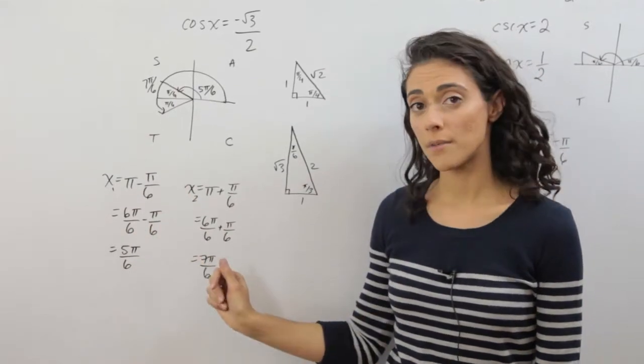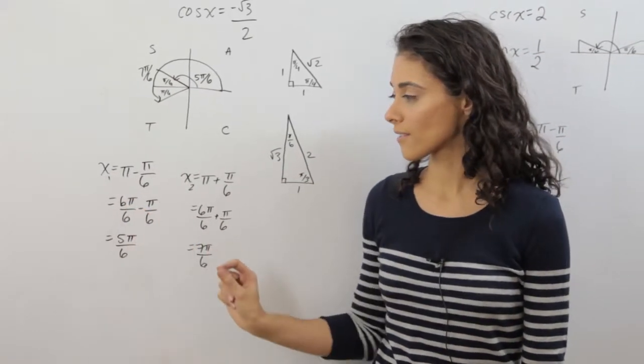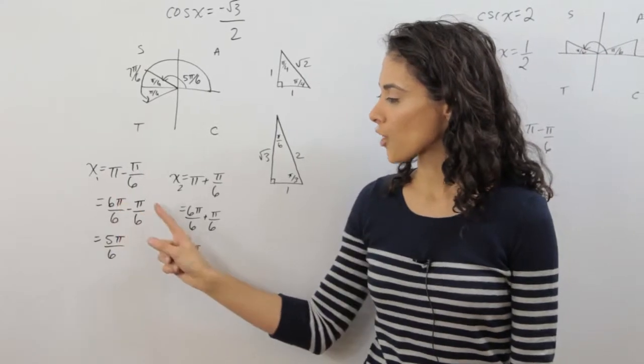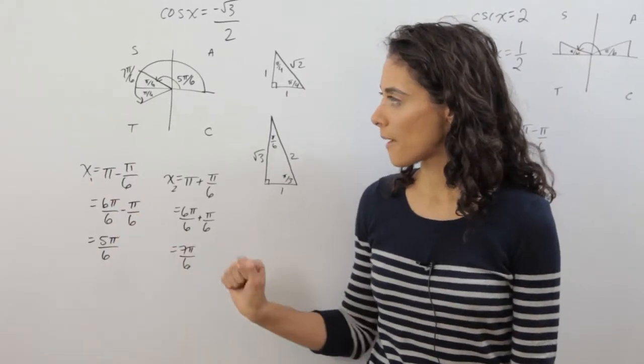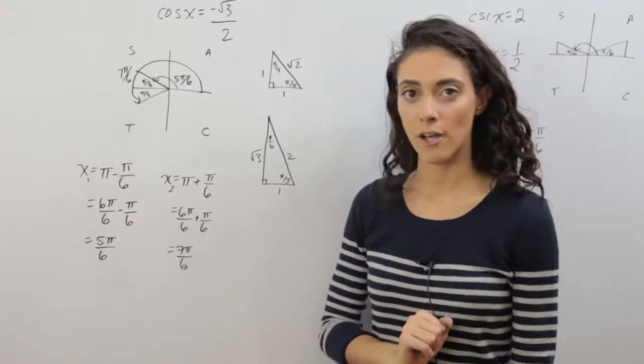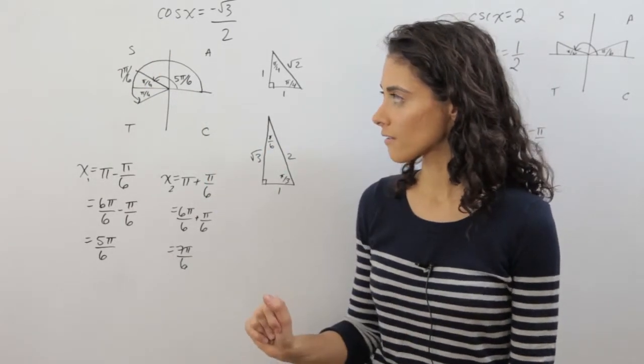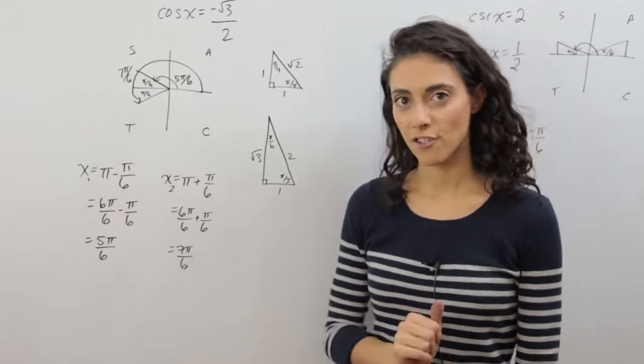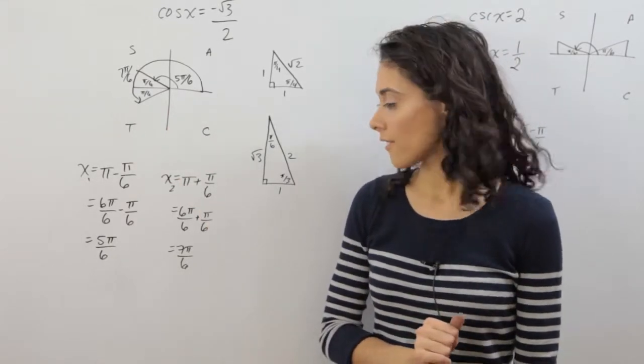I've made a common denominator here. 6 pi over 6 is the same as pi. Subtracting, my final answer is 5 pi over 6. This angle in the sine quadrant with related acute angle pi over 6 is 5 pi over 6. My second answer is in the tangent quadrant. We know that cosine is also negative there.